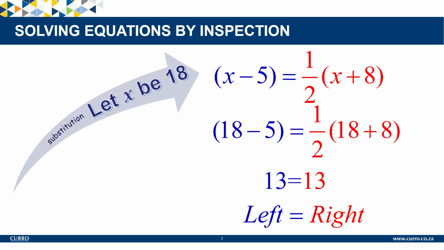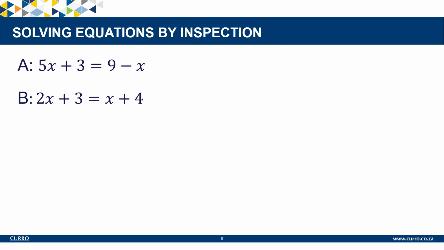So if we use substitution and we substitute 18 for x, we'll see on the left-hand side we've got 13, and on the right-hand side we've got 13. So the left-hand side is equal to the right-hand side. So this is an equation that we solved. The answer is not 13. It's not about the 13. It's about the fact that the left is equal to the right. In other words, we have found the value of x so that the left side is equal to the right side. So if we solve the equation, we find the value of x.